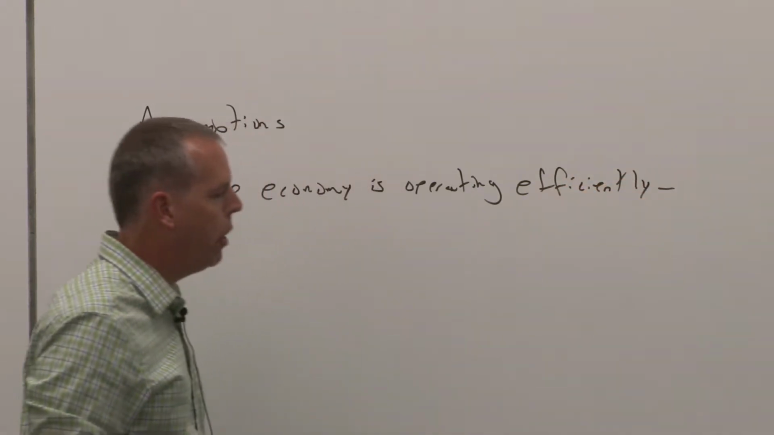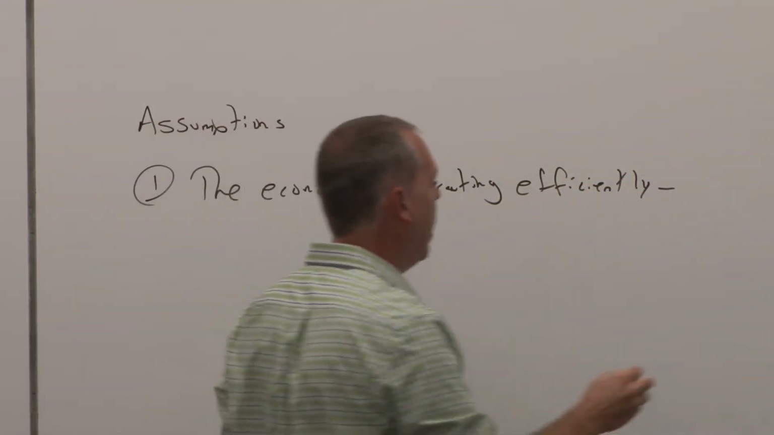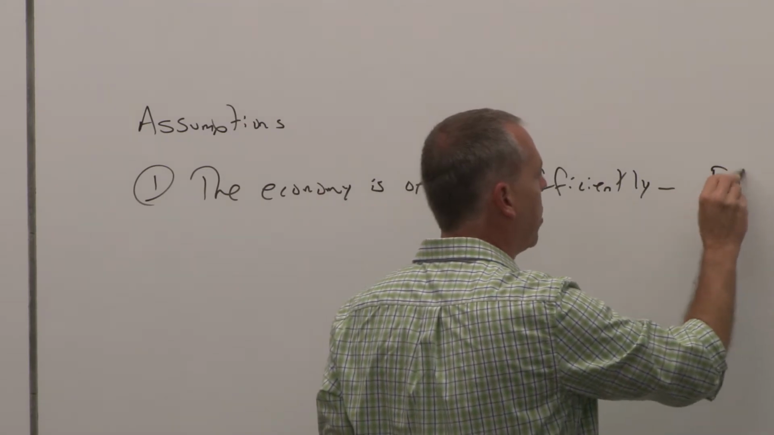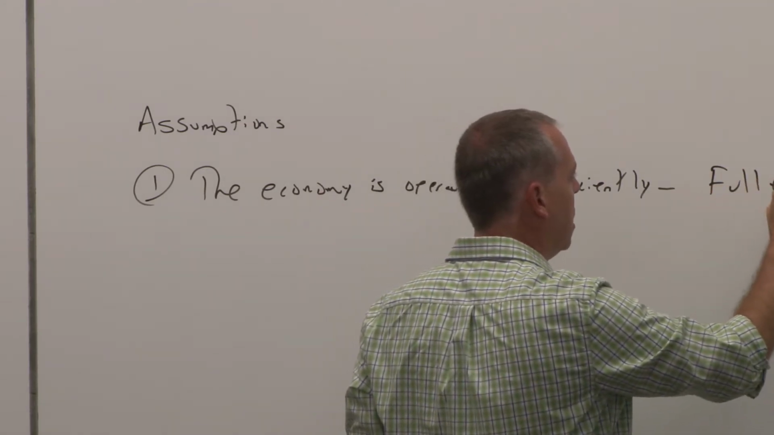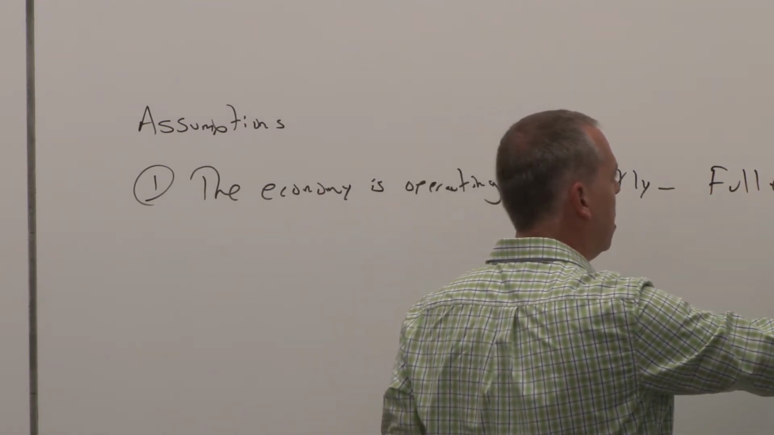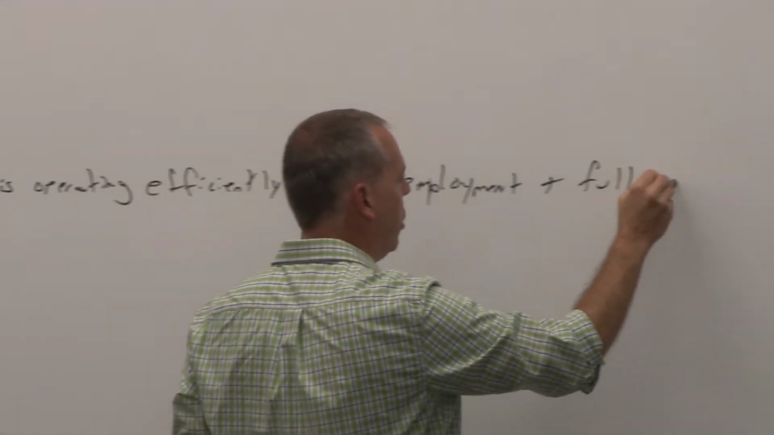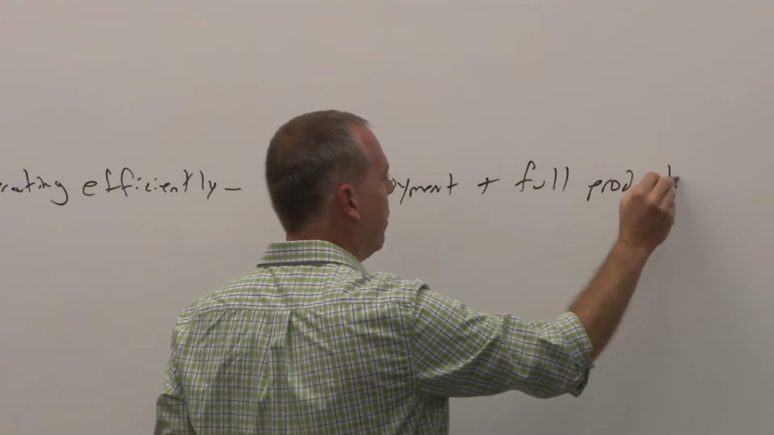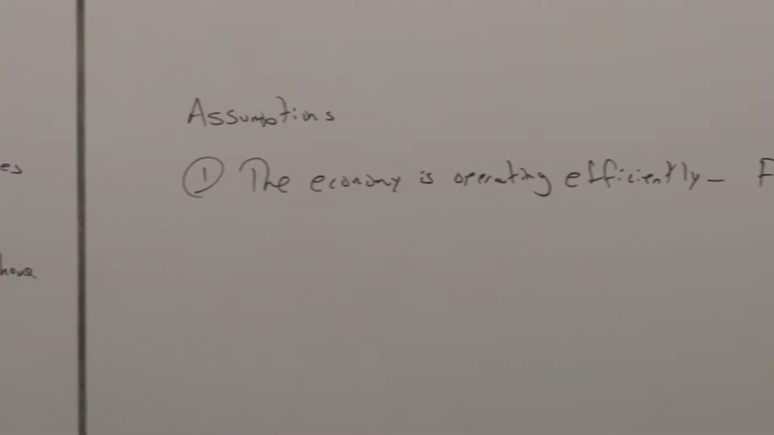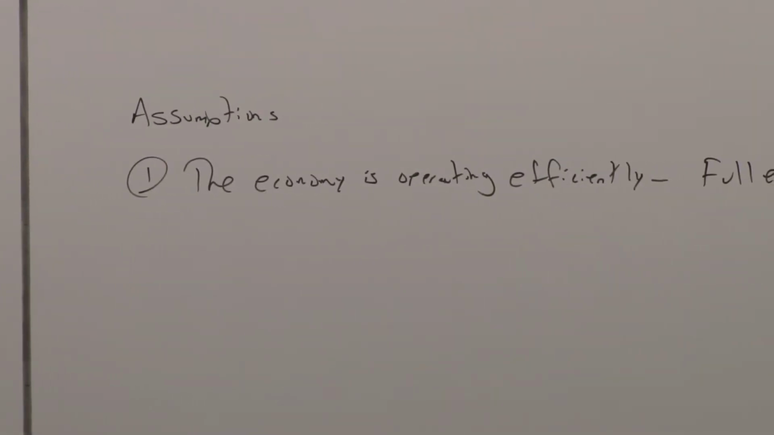The economy is operating efficiently, right? And what we mean by this is that we have full employment and full production. We're producing the goods and services that we have a comparative advantage in. The resources are not sitting idle, right? People have jobs, factories are being used. We don't have stuff just sitting around doing nothing.